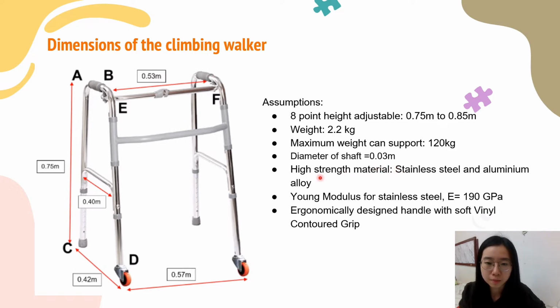The climbing walker is made up of high-strength materials, that is, stainless steel and aluminium alloy. Young's modulus for stainless steel is E equals 190 gigapascal. The climbing walker has an ergonomically designed handle with a soft brownie contour grip.